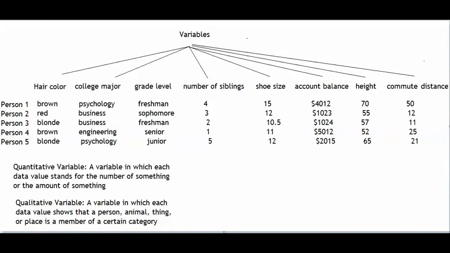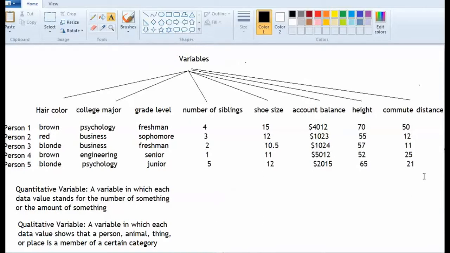Just because a column of data has numbers inside of it doesn't necessarily mean that the variable is quantitative. Imagine that I was asking these 5 people to tell me their student ID numbers. Student ID number actually wouldn't be a quantitative variable because a student ID number doesn't stand for a number of something or an amount of something. A student ID number is just a label for the student. Some types of numbers actually don't stand for the number of something or the amount of something. Student ID numbers are one example. Other examples could include social security numbers, jersey numbers, or driver's license numbers.